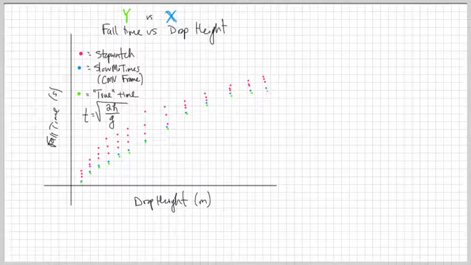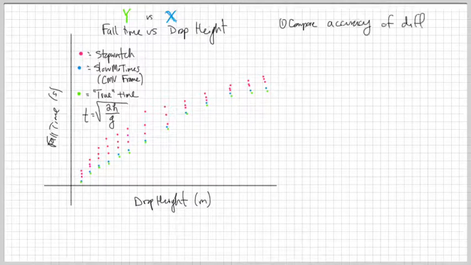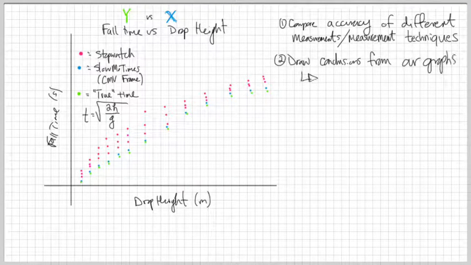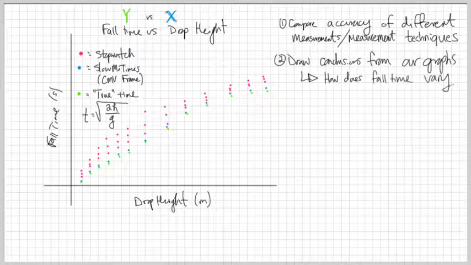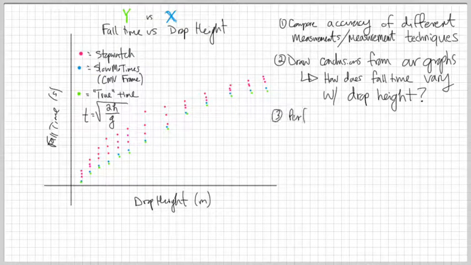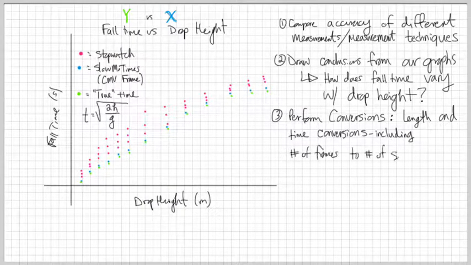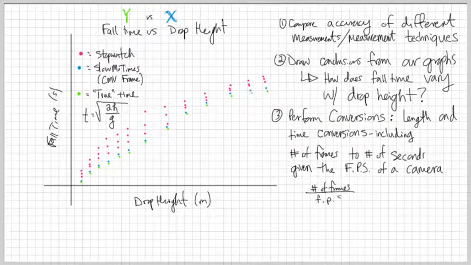of comparing those values. So we want to ask, this was in part a comparison of accuracy lab, what different methods or measurement techniques get us better results in terms of measuring time, because time's a hard thing to measure. We also want to be able to draw conclusions from our graphs, like how does fall time vary with drop height? And we mentioned that in the previous slide. T squared varies directly with drop height, but if it's just T versus drop height, I get this little curve.